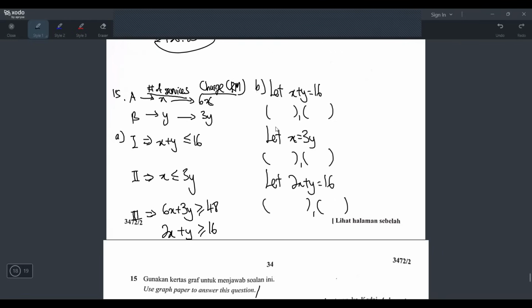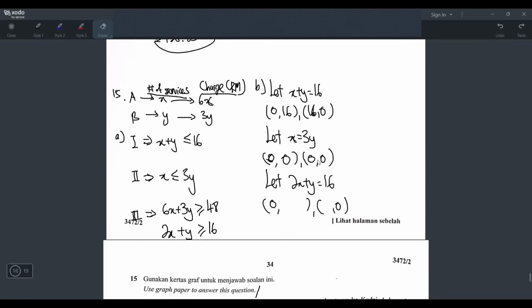You can sub any value you want, but usually we sub x equals 0 and y equals 0, because these points are very easy to plot. When you sub x equals 0, your y will be 16. When you sub y equals 0, your x will be 16 also. What happens when you sub x equals 0 here? Your y will be 0 divided by 3, which is 0. And when you sub y equals 0, you also get 0. But can you see these 2 points are the same point? 0, 0 and 0, 0 is the same point, so the point repeats here.